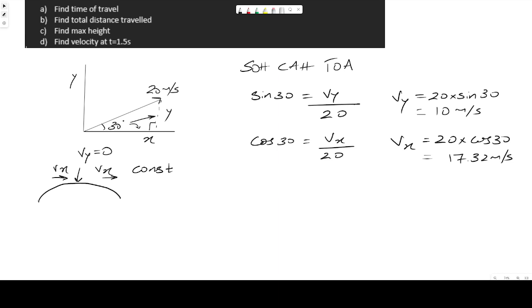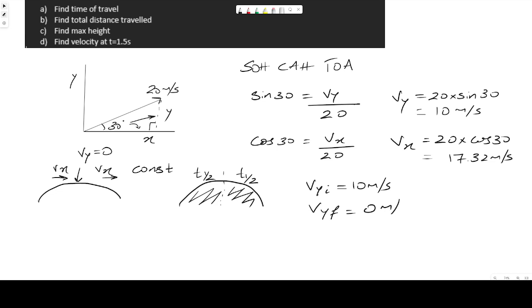So to find the time traveled, we have our Vy. If I draw the projectile motion again and split this in half, this is one half and this is the other half of my time. So this is t half, and this is also t half. My initial velocity in the y direction is 10 meters per second, and my final velocity in y is 0 meters per second, which is at its peak. So I have my initial and my final.